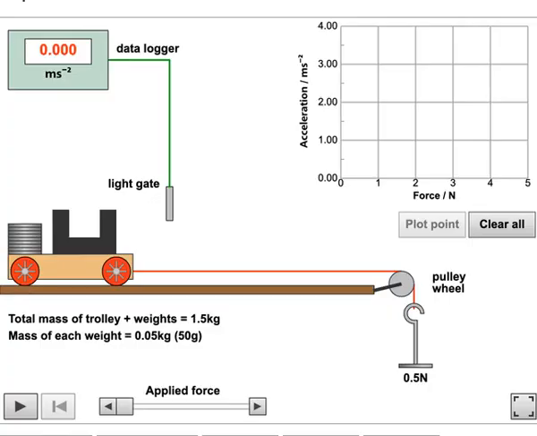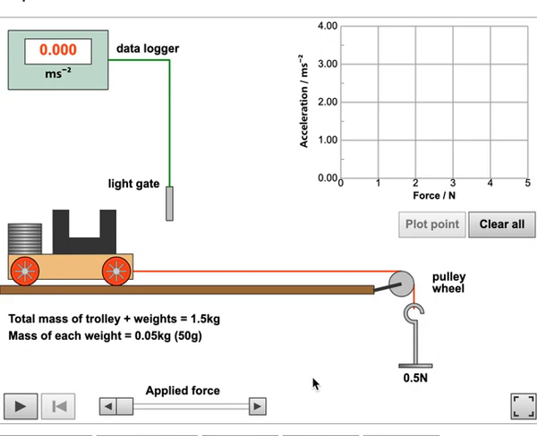Hi, I'm Mr. Baker, and today we're going to be looking at force and acceleration. We're going to be looking at the Newton's second law required practical. Okay, so this is a simulation on the Focus e-learning website, which hopefully you'll be able to have access to and have a go at it.